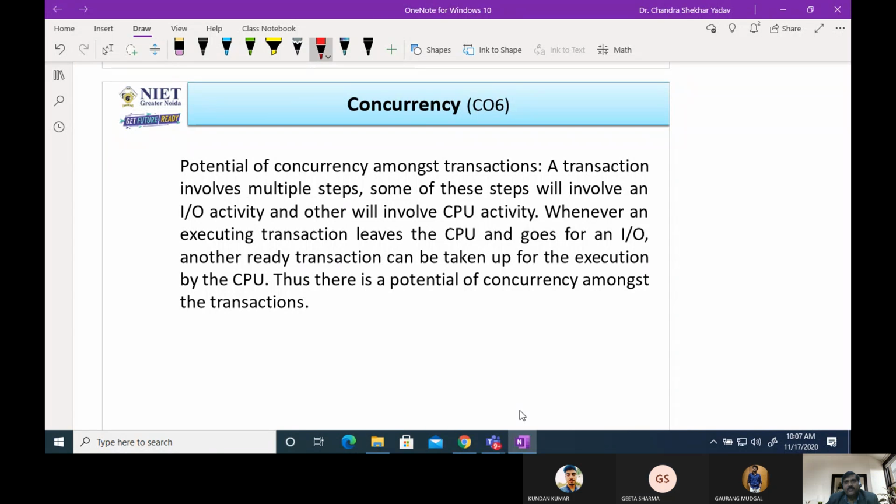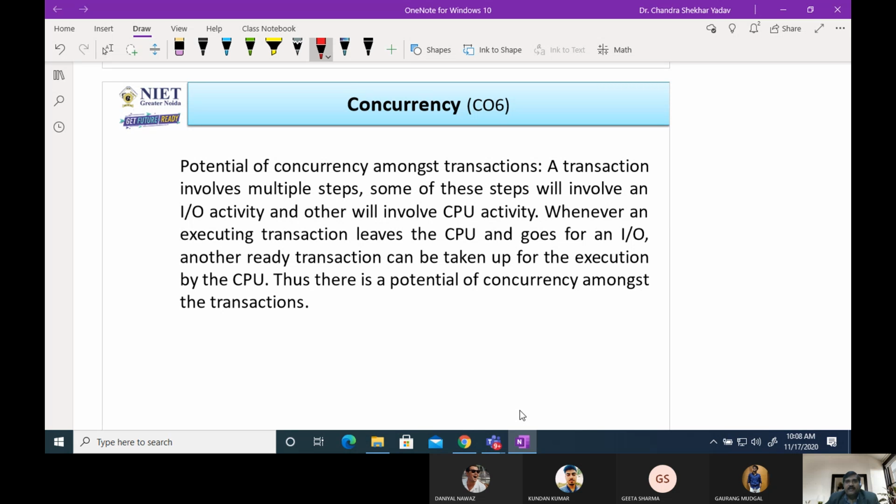Isolation means it should be isolated from other transactions. The effect of one transaction can't interfere with the other transactions, and a transaction must feel that it is executing in isolation. So if any transaction satisfies all the properties, atomicity, consistency, isolation and durability, it means that we always keep our database in a consistent state.